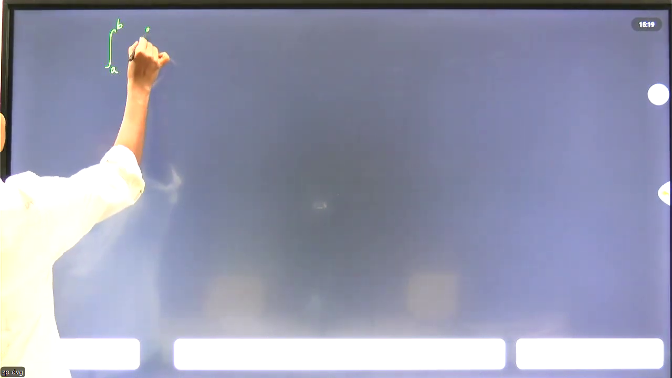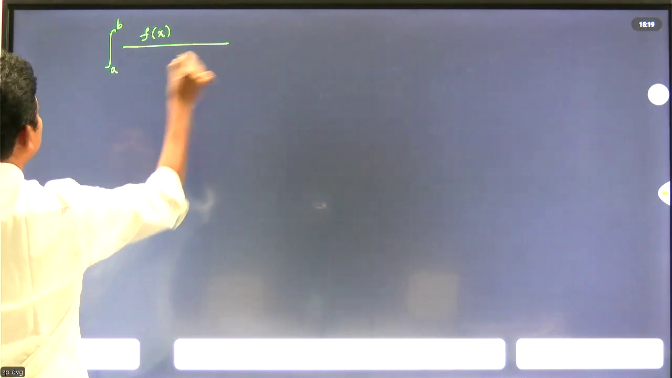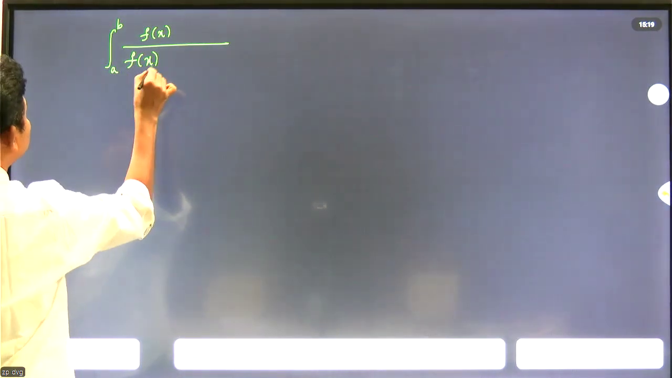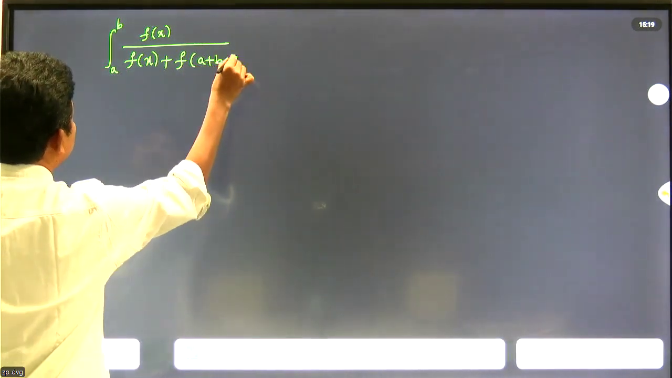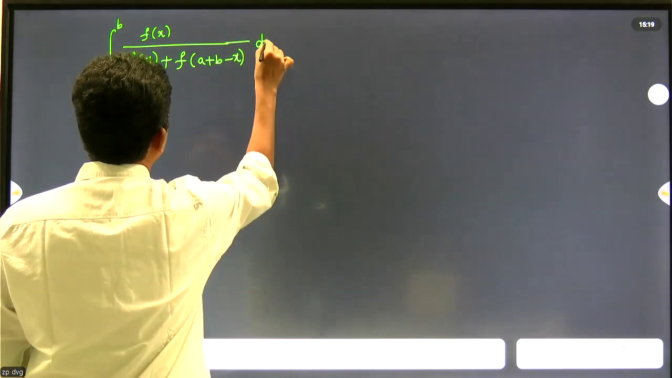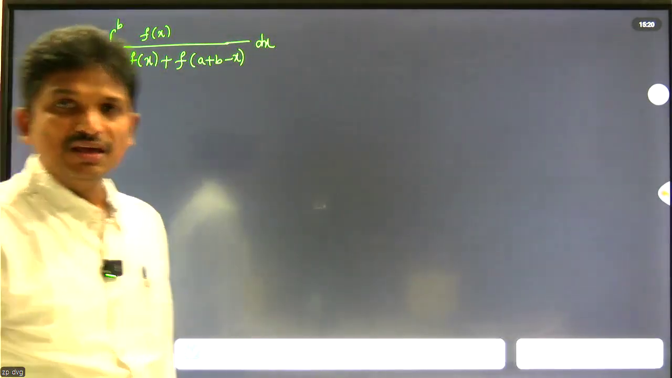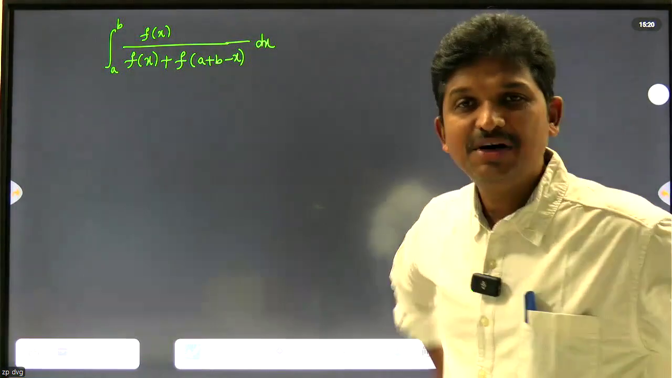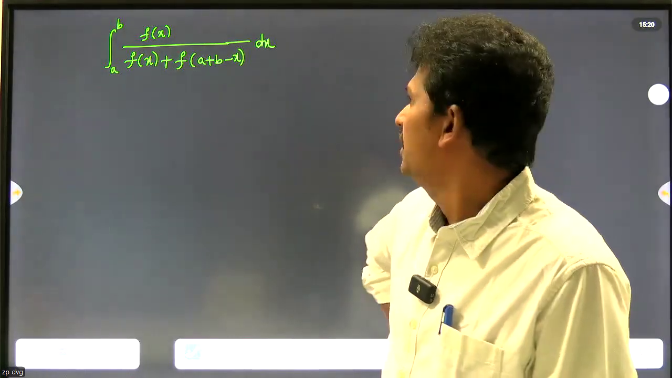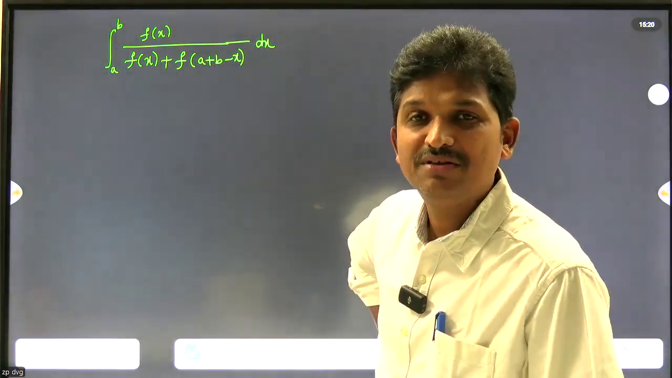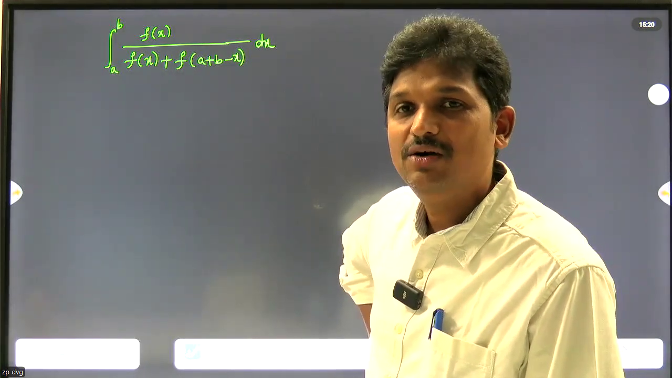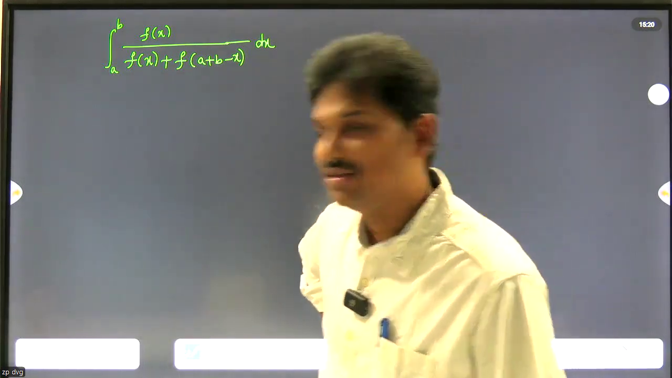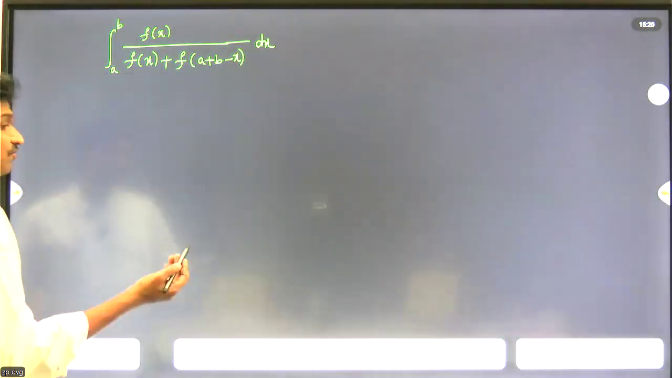Suppose the question is like this: the integral of a to b f of x divided by f of x plus f of a plus b minus x dx. If any problem is like this, we can write its answer directly. I know the answer directly. First, we will derive it, and at the end you will come to know what its answer is. That formula is there.